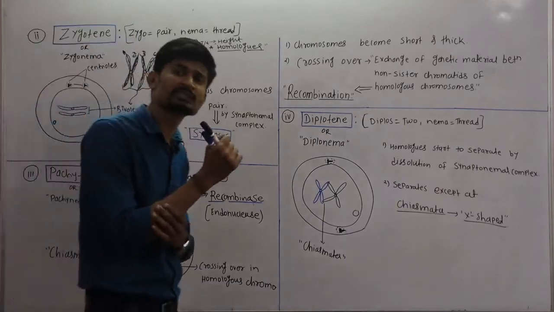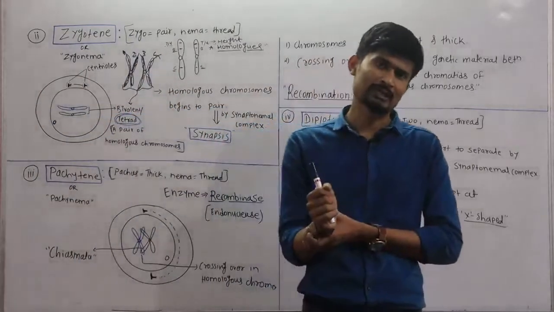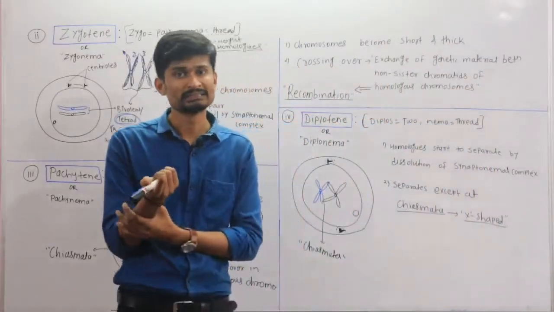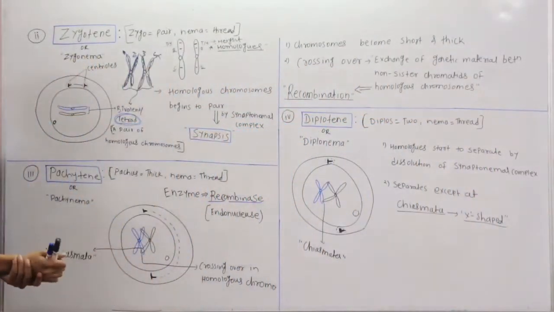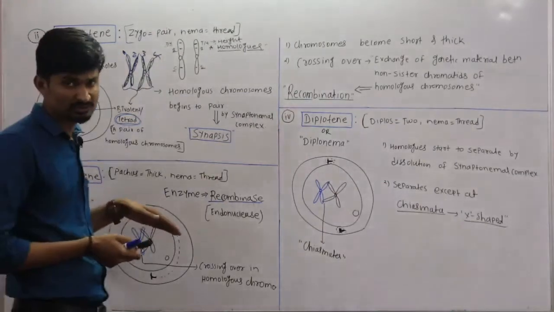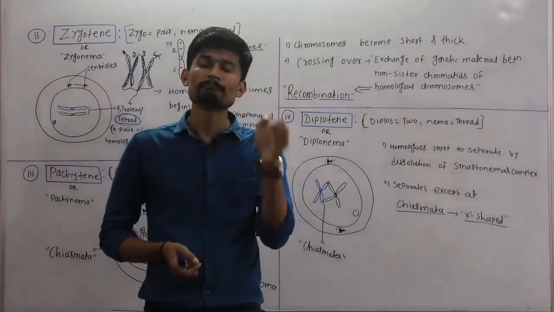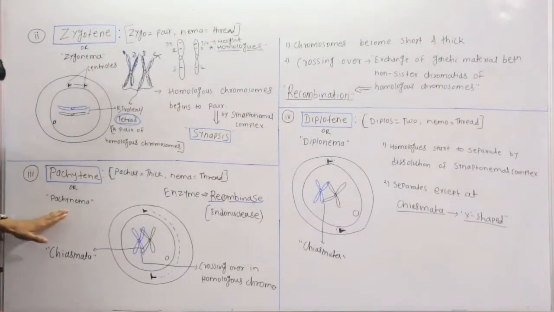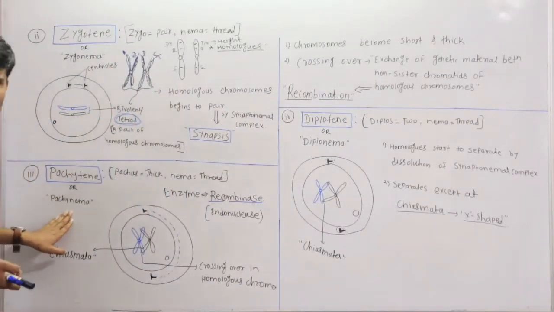In the zygotene stage, the important point is the synapsis. Now what is the synapsis? The pairing of homologous chromosomes, simply, that is the synapsis. Now the next step is the Pachytene stage, the third stage. Le Z P. Now P for Pachytene, also called Pachynema.